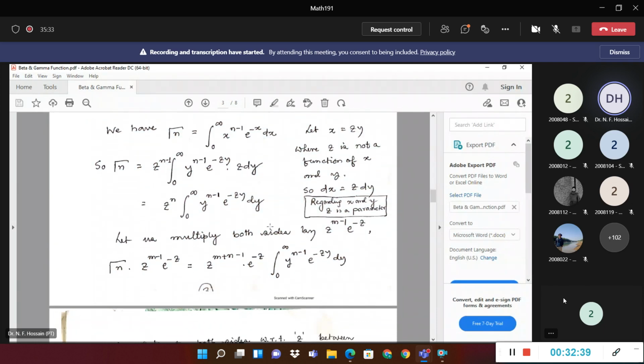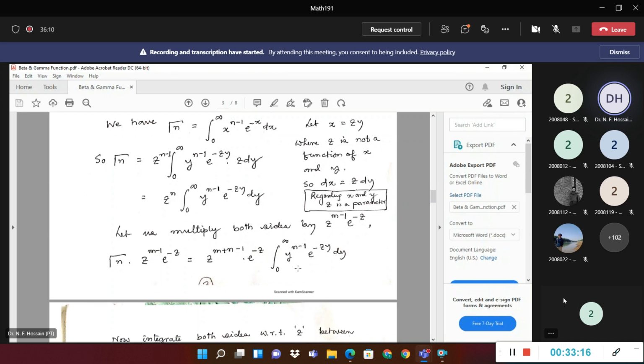Okay, now let us multiply both sides. This is an equality. We multiply both sides by z to the power m minus 1 into e to the power minus z. So in the left side, we will have gamma n into z to the power m minus 1 into e to the power minus z. And in the right side, there was already z to the power n, now with m minus 1, so z to the power m plus n minus 1 into e to the power minus z. So this whole thing is a function of z, so no need to write it under the integration sign because you are multiplying this thing to this integral.